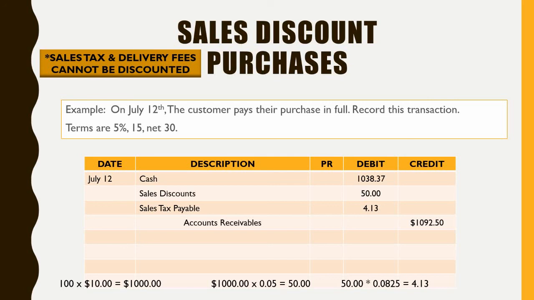So that's going to leave us $50, and then we're going to take the tax off of $50, which is $4.13. So when I calculate how much the grand total is that the customer should be paying me, it should be $1,038.50. Okay, any questions here?